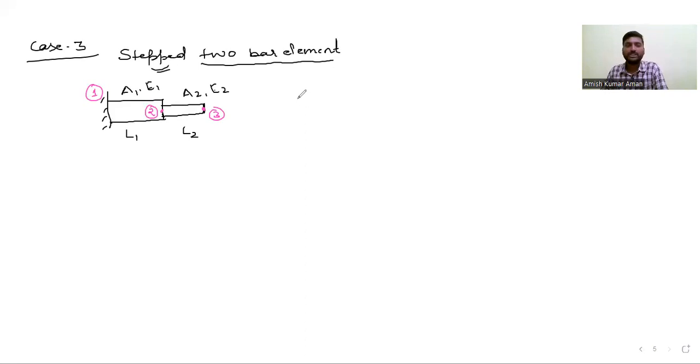For easy analysis, we know we can replace a bar by a spring. So let us take this as spring number 1 and this as spring number 2, with stiffness K1 and K2. As I discussed in the first case, we can replace the bar element with a spring, because the equation we get will be the same. So what will be the value of K1? We will get K1 as A1 E1 by L1, that is AE by L. K2 we will get as A2 E2 by L2. So this is the K1 and K2 value.